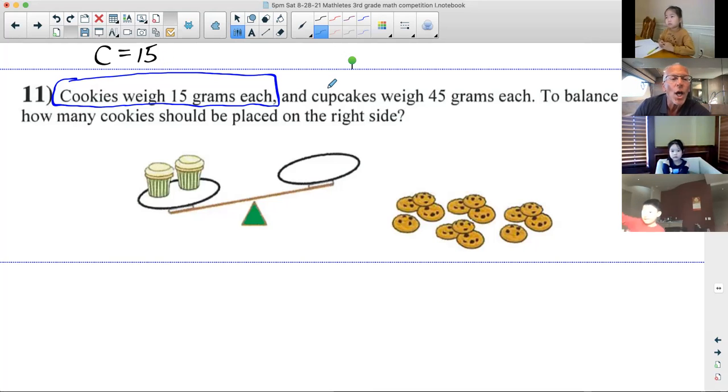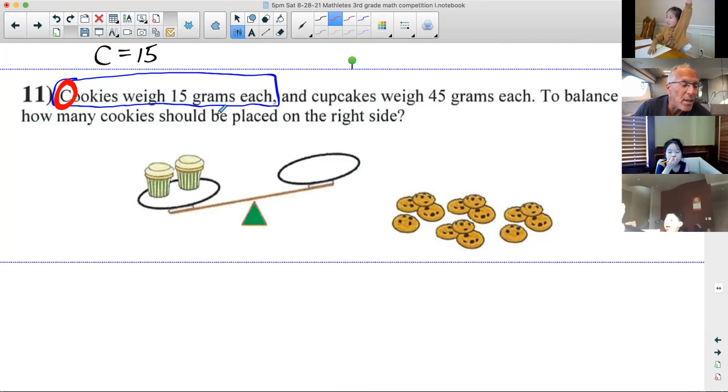Now, cupcakes weigh 45 grams, but guess what, guys? It starts with the same letter. So if we're going to make cookies C, what letter should we choose for cupcakes? Go ahead, Eleanor. C. If we do C, then how are we going to distinguish between cookies and cupcakes? We need a different letter.